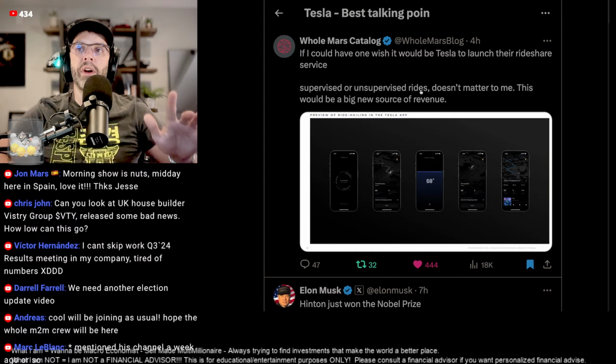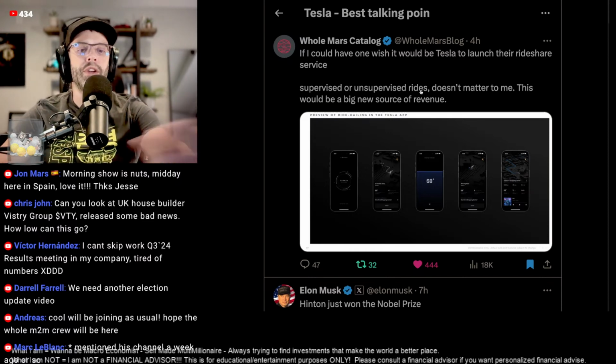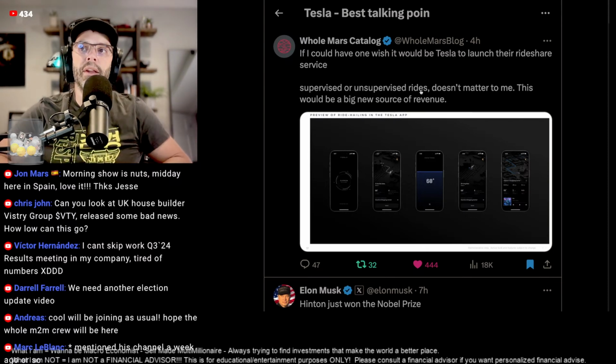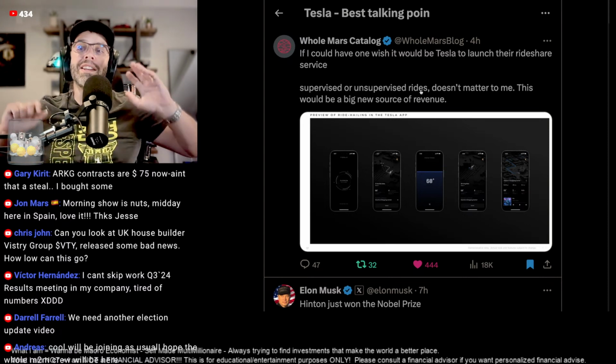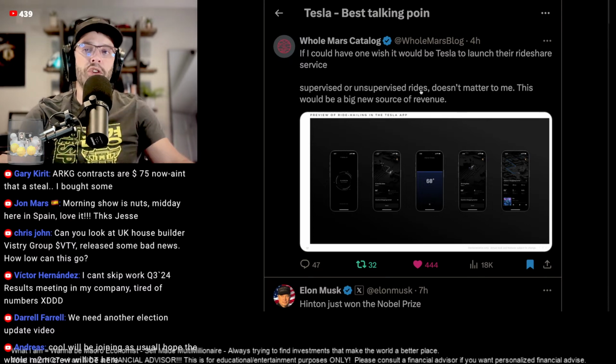Even with supervised, and maybe that's people sitting behind a terminal, maybe it's people in the car, I don't give a fuck. I would love for them to start the ride hailing because it's so good. I would say it's getting so comparable to Waymo, and Waymo needs HD mapping to make that shit work. And I think it's more intelligent than Waymo in a number of ways. And then we have all the October updates.